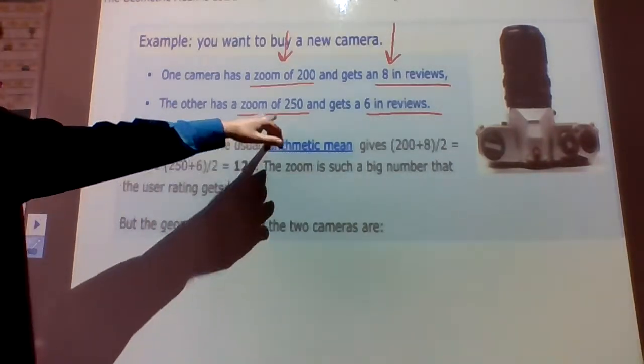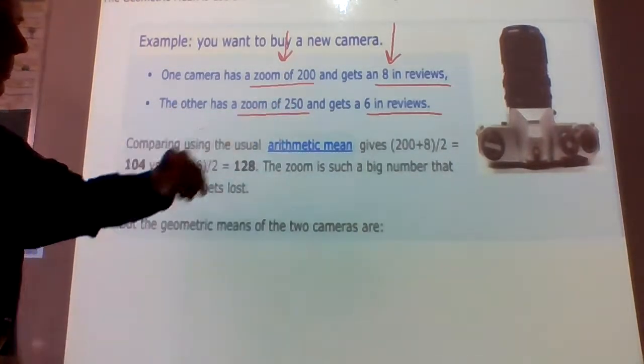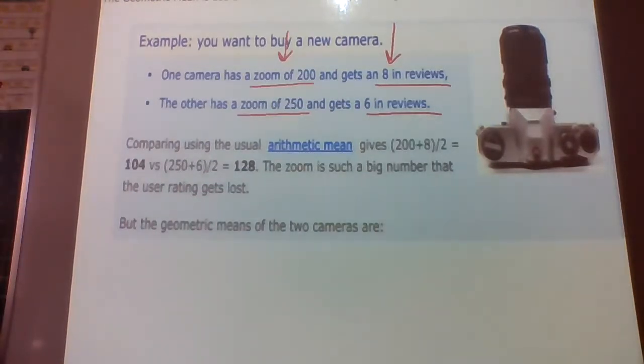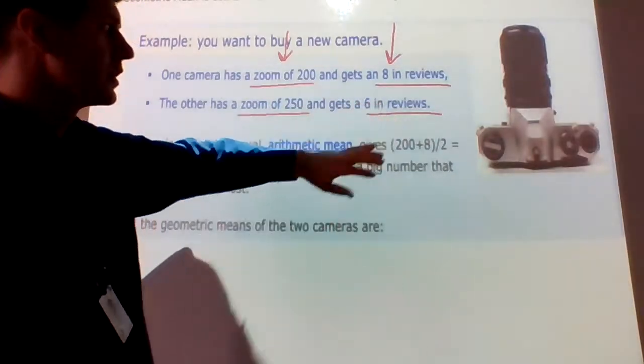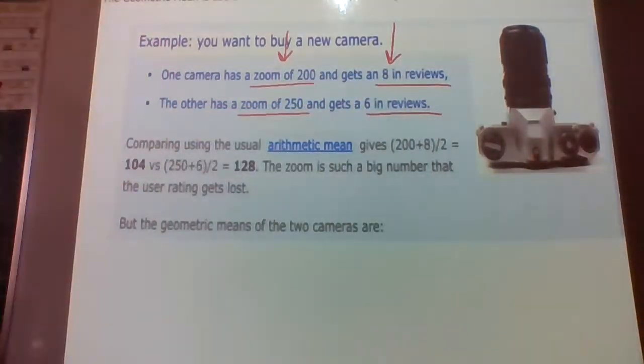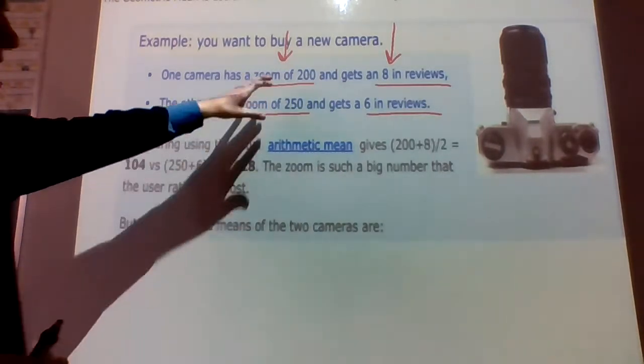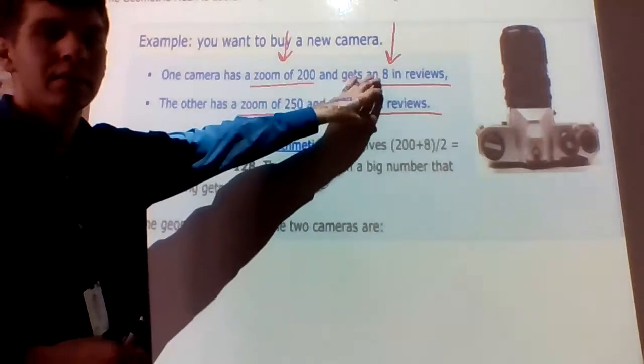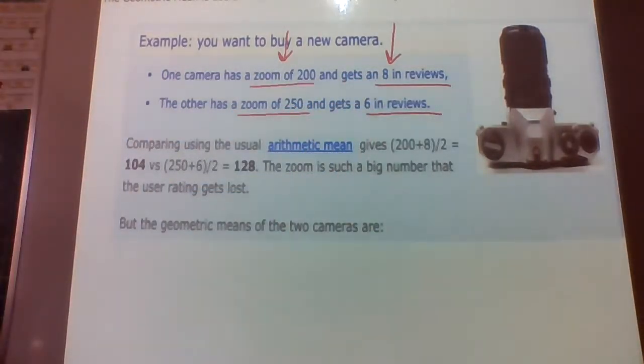But the reason for that is because we put the zoom, it emphasizes the zoom much more than it does the reviews because the reviews are much smaller numbers. It doesn't really distinguish between the range of numbers for each category. So 200 and 250 greatly outweigh 8 and 6. So we need, instead of using the arithmetic mean, we can use the geometric mean.